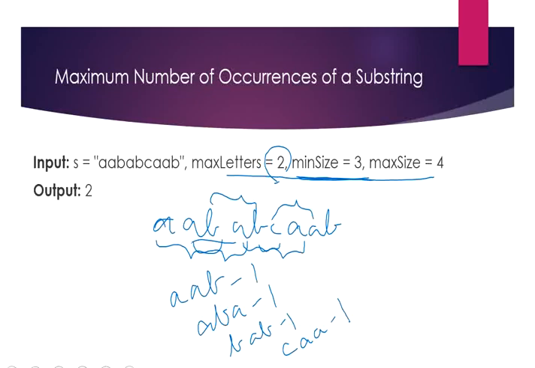So the next is AAB. AAB has already occurred in our set of substrings, so we just increment the count to 2. Now the string ends. So if we compare, AAB occurs twice. This is the maximum occurrence out of all substrings we got. So our output is 2. So this is what our problem statement says.